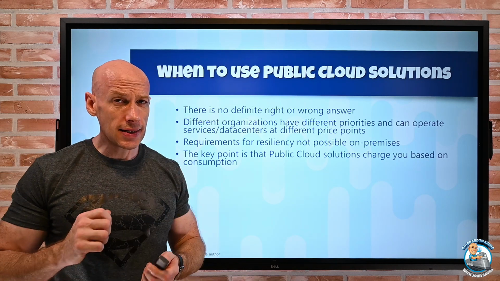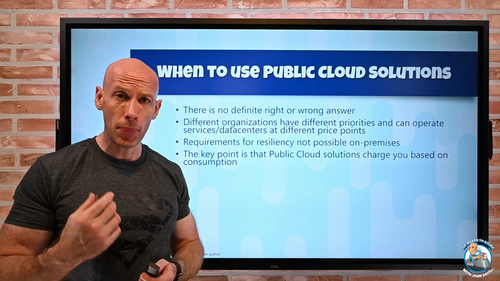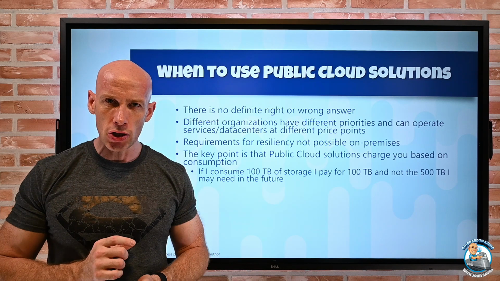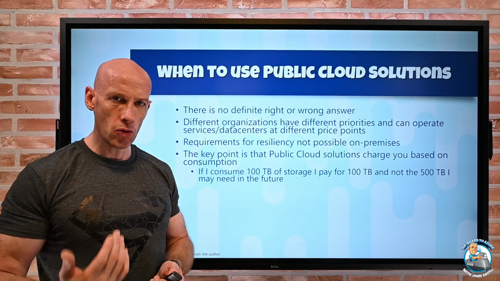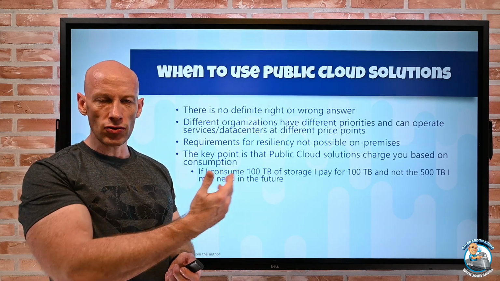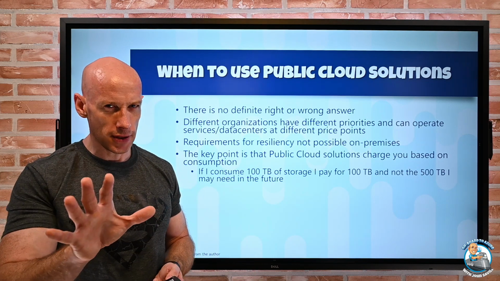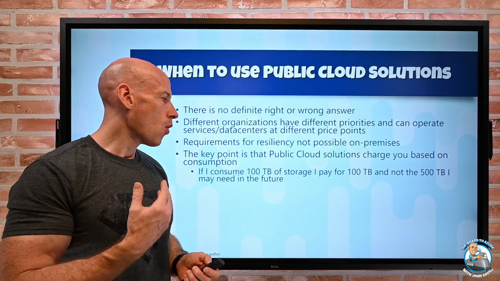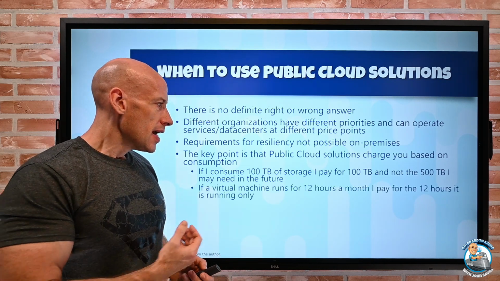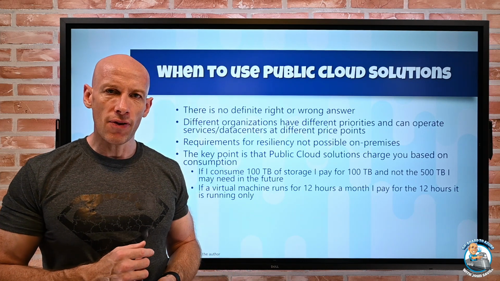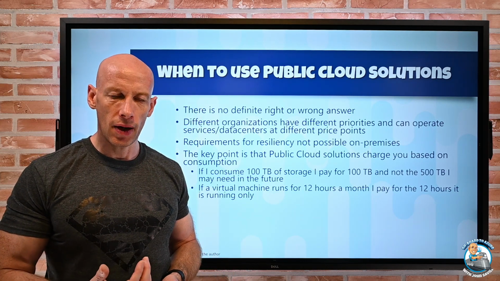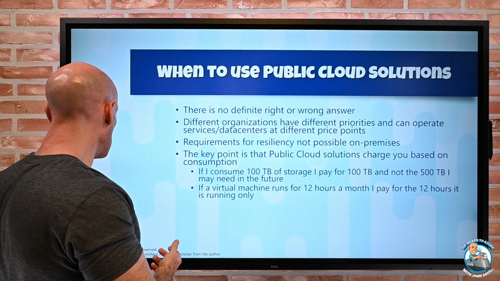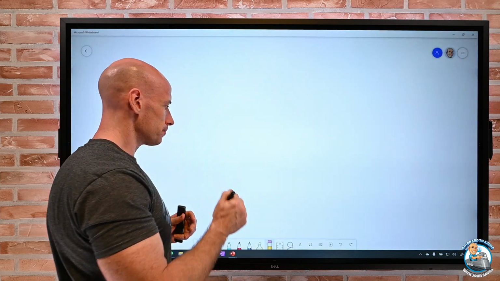In the cloud, it's consumption based. Many things are like a per second. So if I consume 100 terabytes of storage, I pay for 100 terabytes of storage. I don't have to pay for 500 terabytes for most services and then use it over time. I pay for what I'm actually using. If a virtual machine runs for 12 hours a month, I pay 12 hours a month. I don't pay for the other things. This is why when we think about the cloud, we always talk about scaling.